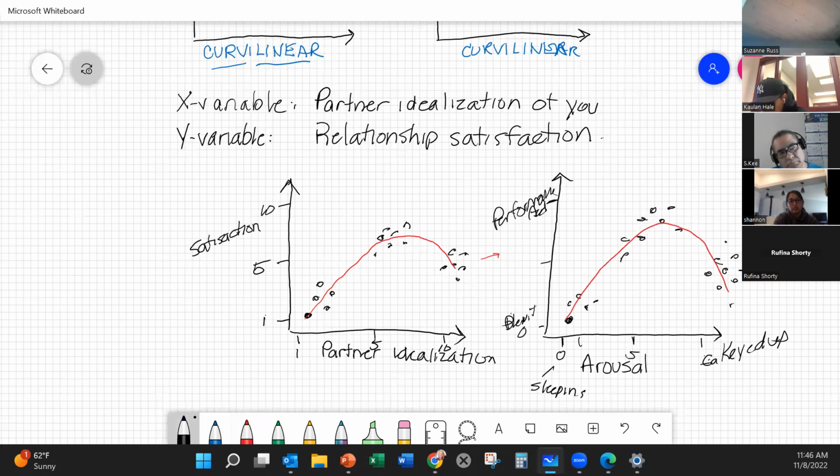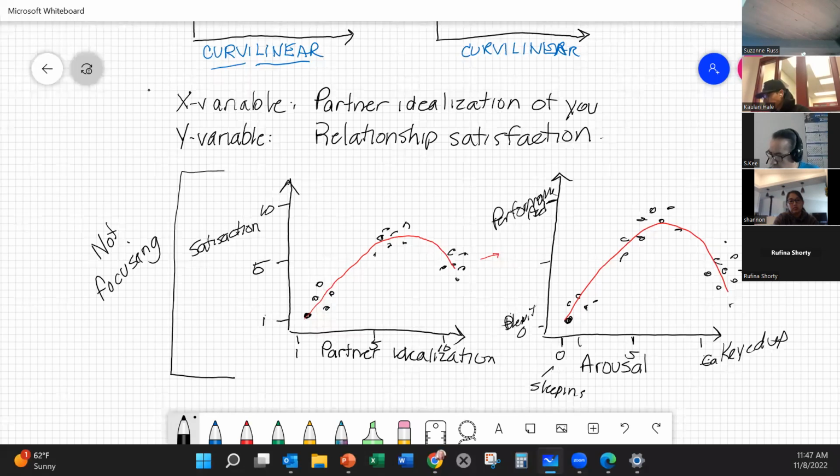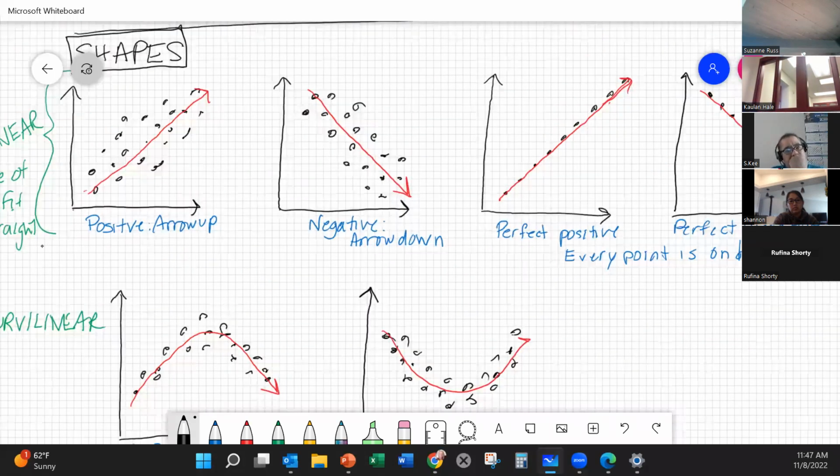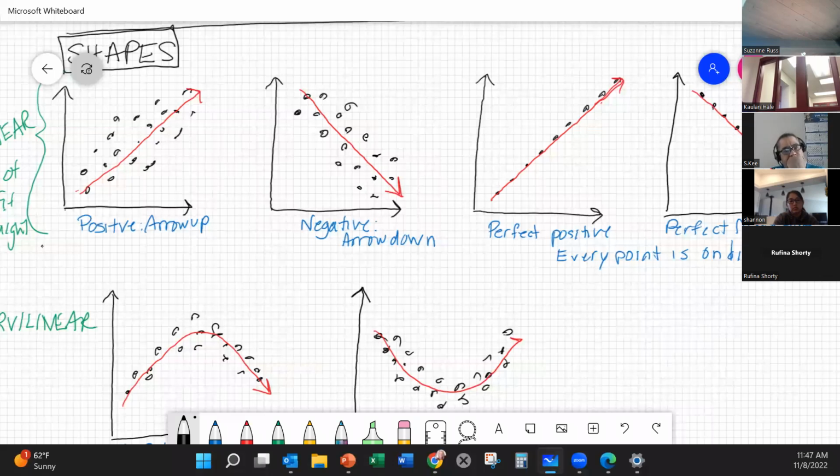So that is about all we're going to do with curvilinear relationships in here. We are not focusing on these in our work, although we will take a look at how we would do calculations for these, but we won't be working with it. Questions about the shapes of distributions? We looked at positive, negative, perfect, and curvilinear. Any questions related to these?